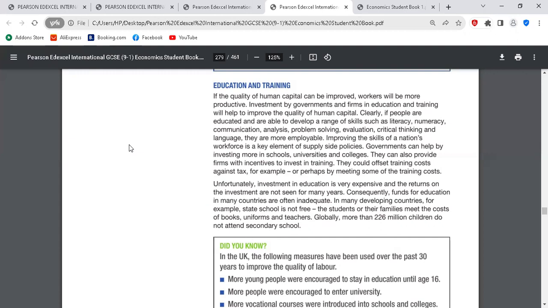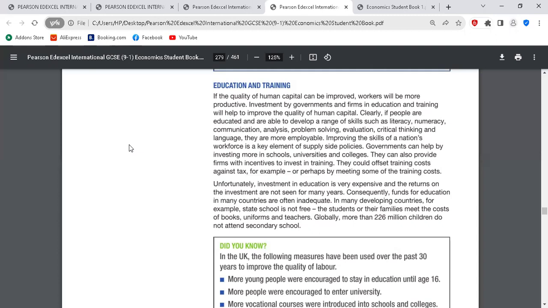Investment by government and firms in education and training will help to improve the quality of human capital. So government has a work to do. The firms also have to do. So the involvement of government and firms in training and education would improve human capital. Clearly, if people are educated and are able to develop a range of skills, such as literacy, numeracy, communication, analysis, problem solving, evaluation, critical thinking, and language, they are more employable. So it's about being employable.